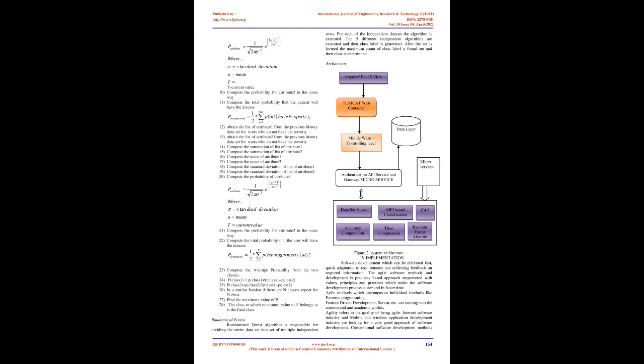1. Obtain the list of attribute 1 from the previous history data set for users who have the poverty level label. 2. Obtain the list of attribute 2 from the previous history data set for users who have the poverty level label. 3. Compute the summation of list of attribute 1. 4. Compute the summation of list of attribute 2. 5. Compute the mean of attribute 1.